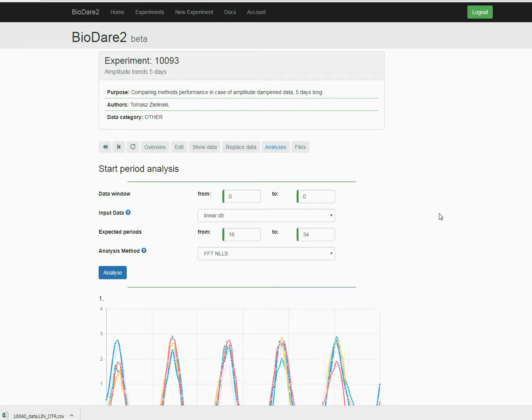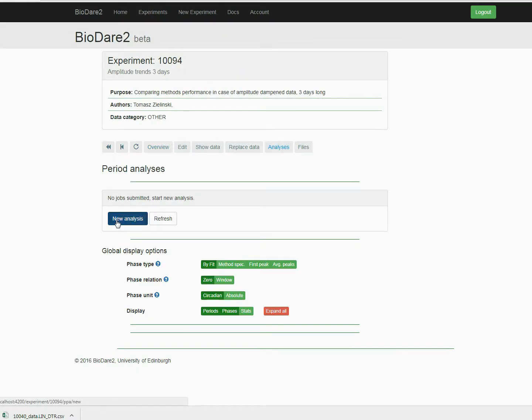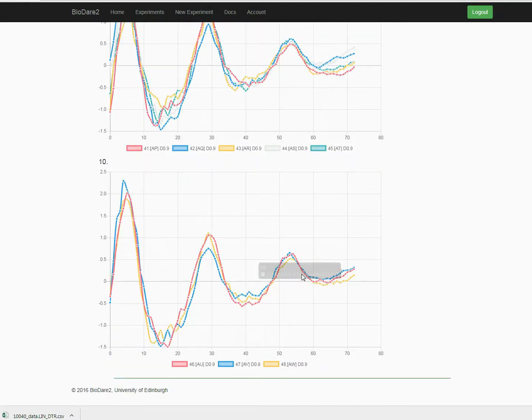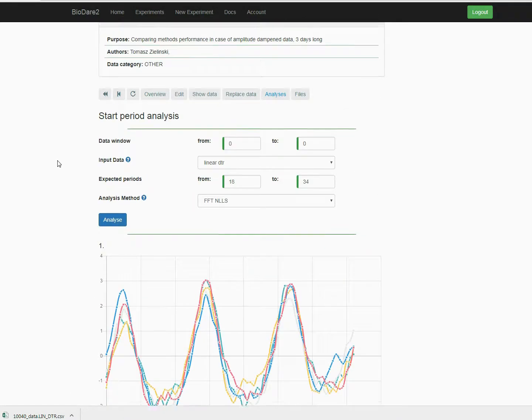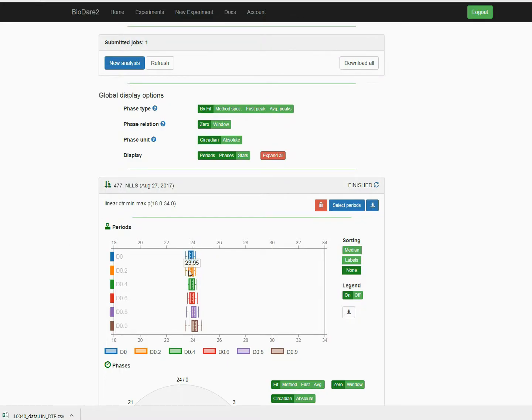But our time series are 5 days long, so even the highly dampened ones still have few initial days of strong signal. We prepared another dataset that contains only 3 days of data, so the highly dampened data lose already half of its initial signal on the second day. The FFT-NLS still finds periods around 24 hours, but we can observe a bit wider distribution of the results. Even the highly dampened data still produces good average value.